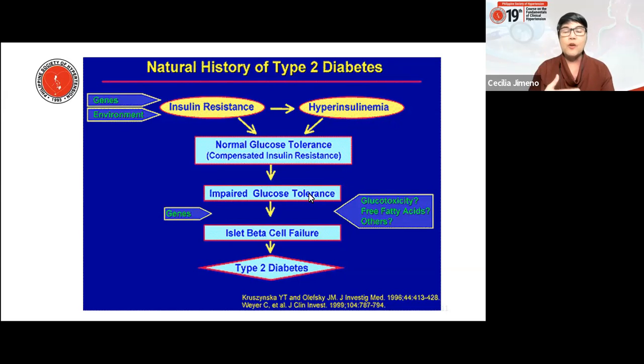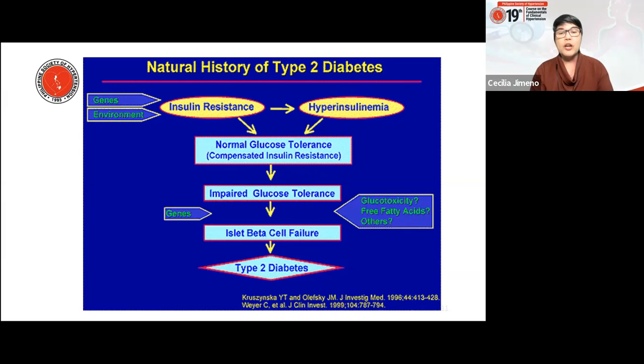If we let this go on over many years, we do not alter our lifestyle, then subsequently the beta cells start to die off. Then we develop insulin deficiency, and therefore this becomes full-blown type 2 diabetes. But before all that, we have insulin resistance and hyperinsulinemia.